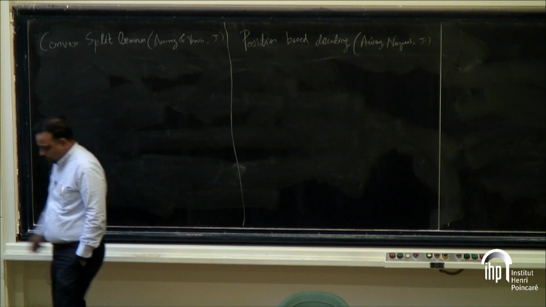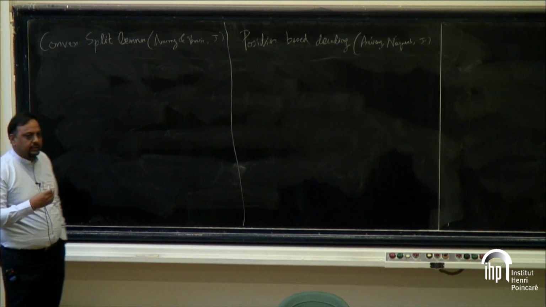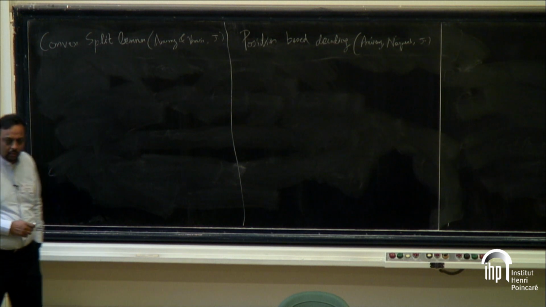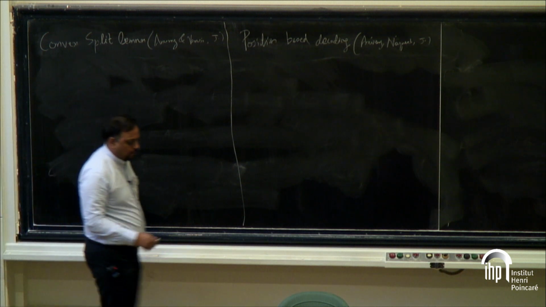The two are basically kind of complementary and dual to each other. One helps in encoding and the other helps in decoding. Okay? So what is the convex-split lemma?